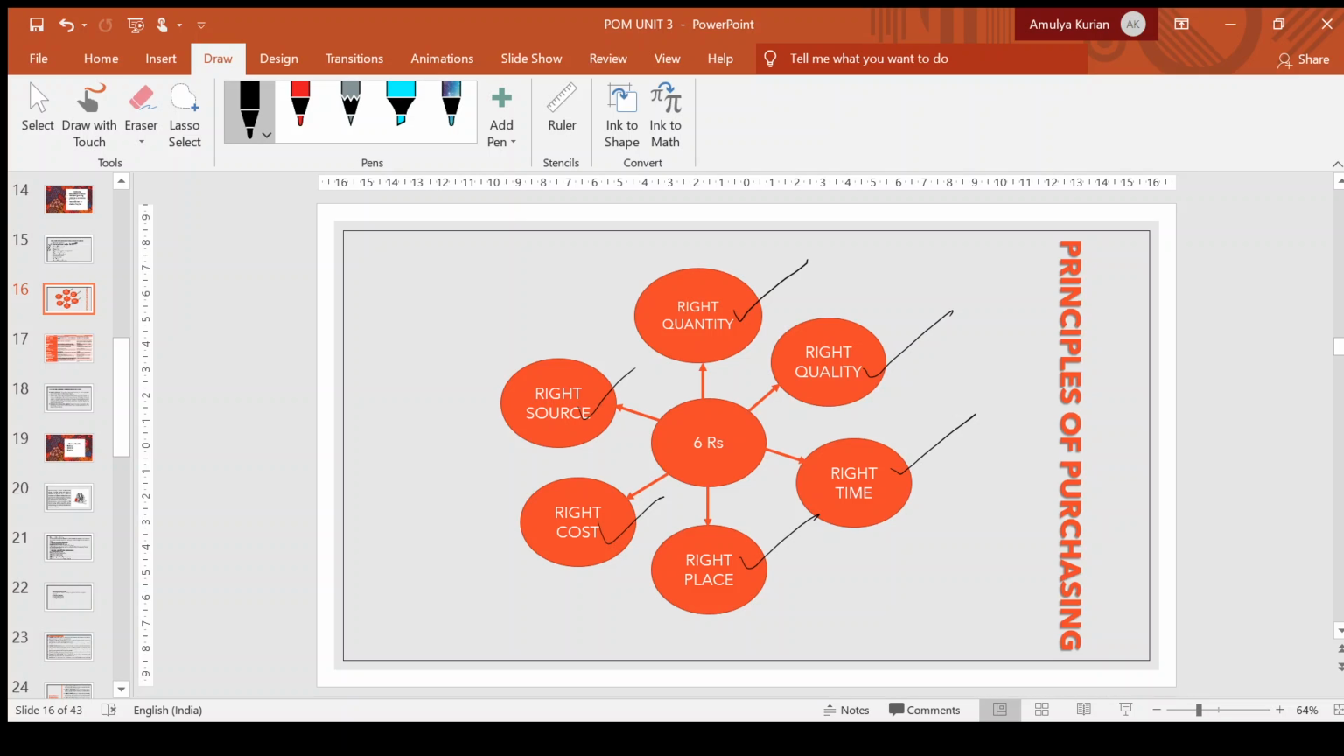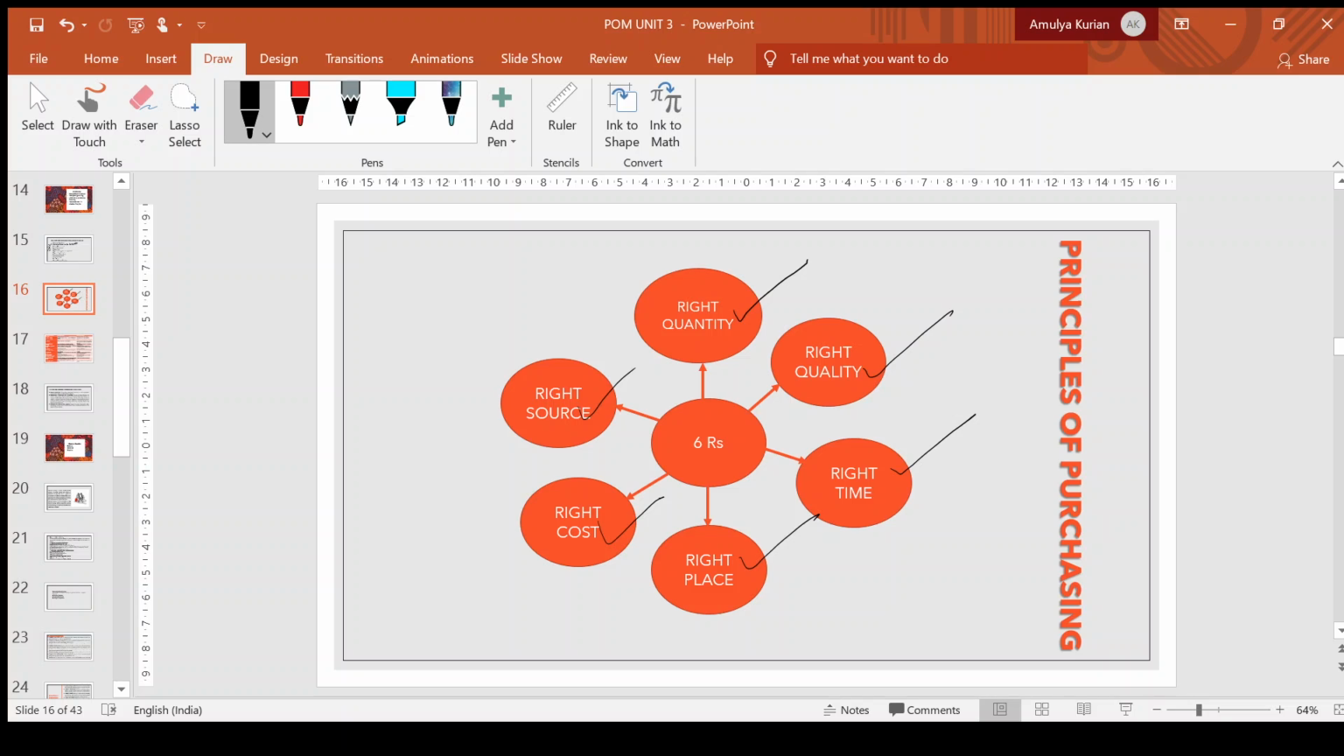So such a person will be the right source, who will be able to give all the other quality and quantity at the right time, place and cost, and who is having good financial resources, who can offer some discounts based on the relationship they are having with the buyer. So such a person will be the right source.